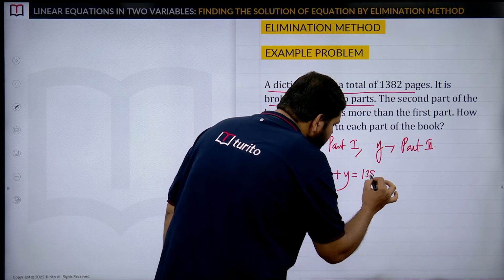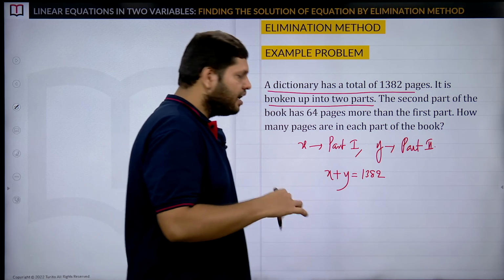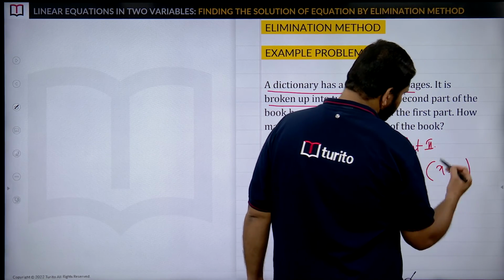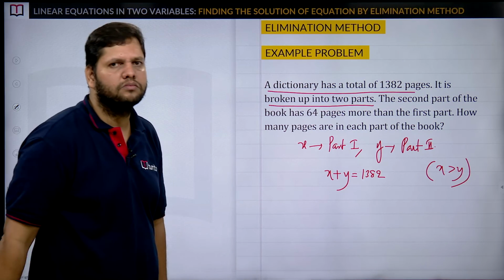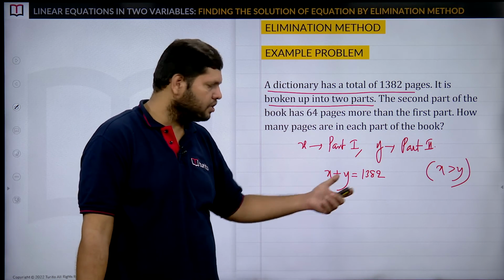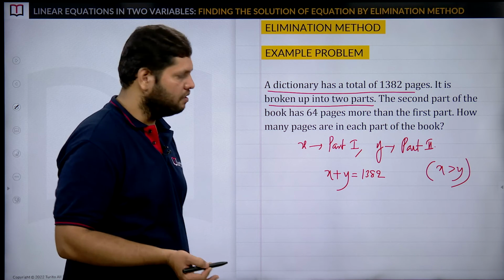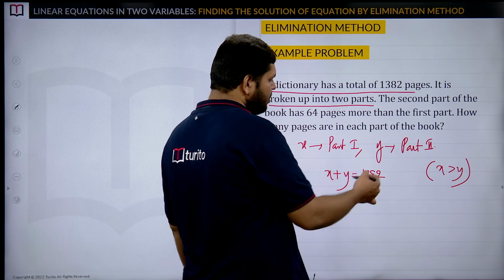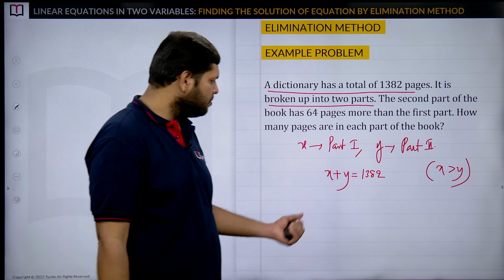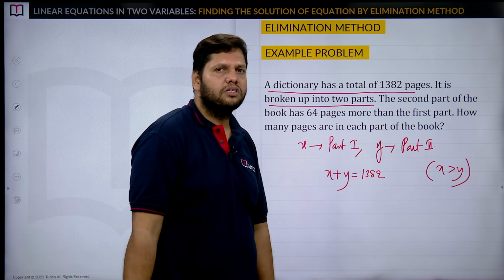1382. And children, I am assuming part 1 is greater than part 2, because I don't know how many pages part 1 contains and how many pages part 2 contains. I don't have any information, so I am assuming myself. So x plus y is equal to what? 1382, where part 1 is greater than part 2. So I am thinking this is the greater part, this is the smaller part. So equal to 1382.